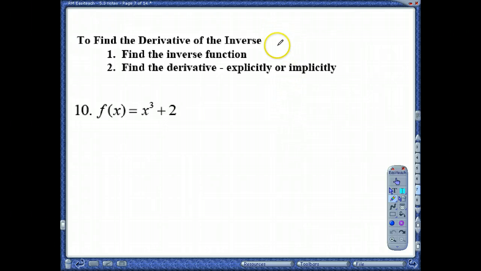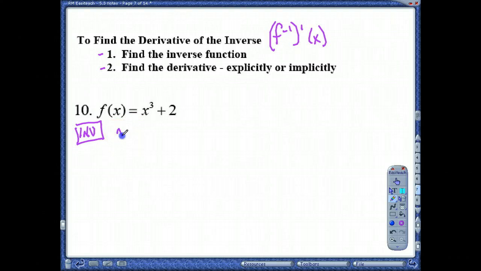Now the notation they'll give us to have us find the derivative of an inverse, they'll actually kind of put it in the order we need to find it in. So they'll have in parentheses f -1, which means inverse, and then they'll have that one little hash mark for derivative. So what we'll want to do is find the inverse, and then we'll find the derivative. If we can solve our inverse for y, we'll do that explicitly. If we can't solve it for y, we'll find the derivative implicitly. So first things first, we will find that inverse.